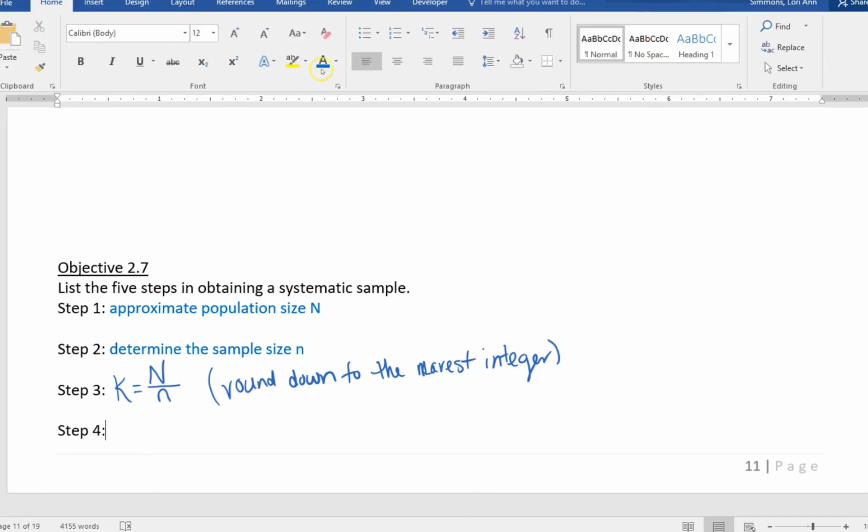Step 4 is randomly select a number between 1 and k, found in step 3. Call this number p.